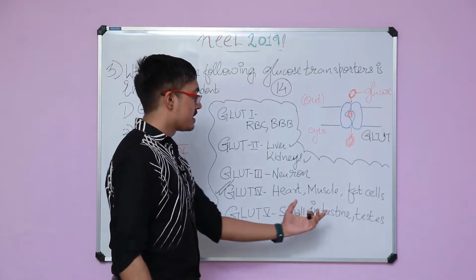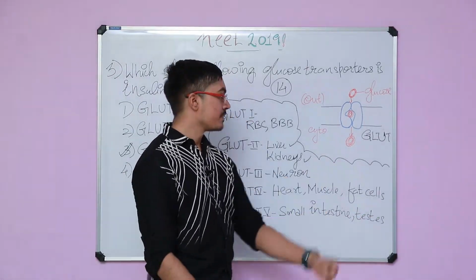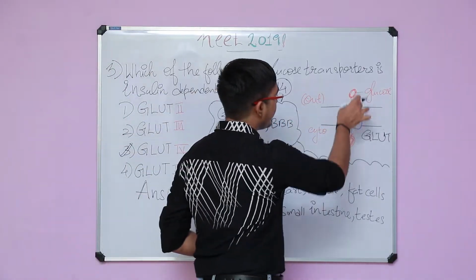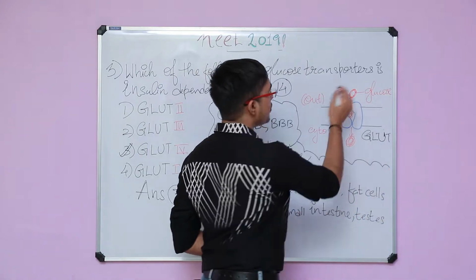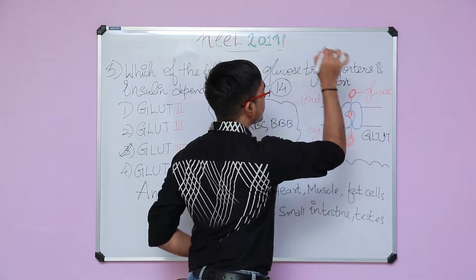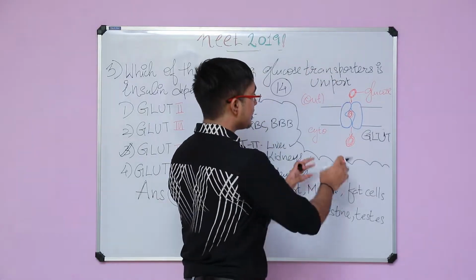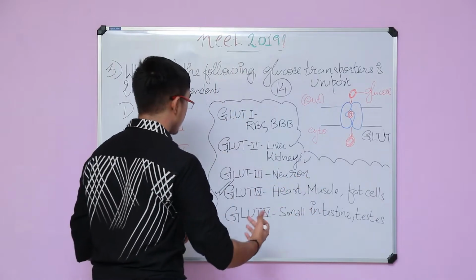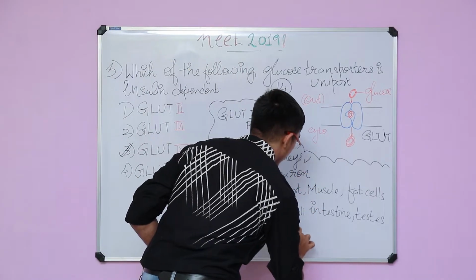And GLUT5 is present in the small intestine and testis. We need to remember that this is transporting one molecule at a time, so you will see it as a uniport. Second point to remember, this is facilitated diffusion. Facilitated diffusion means it is a passive transport, so I will write it as passive transport here.